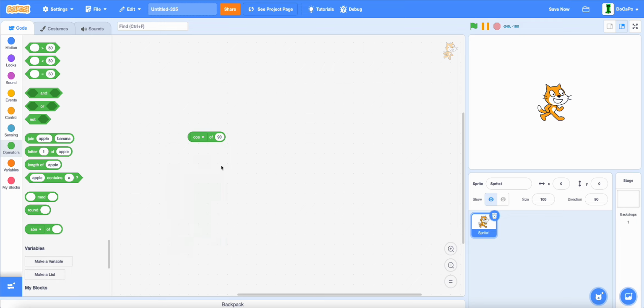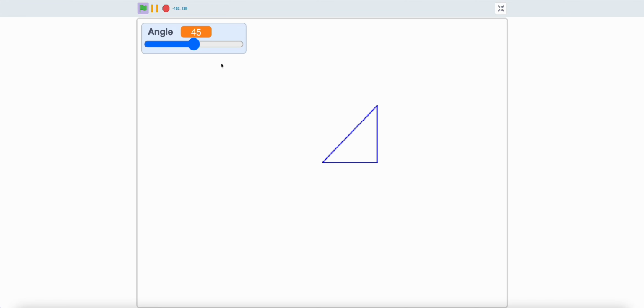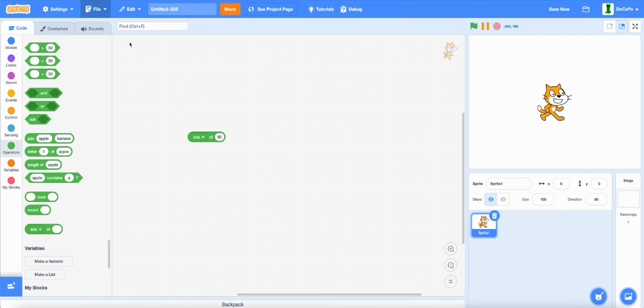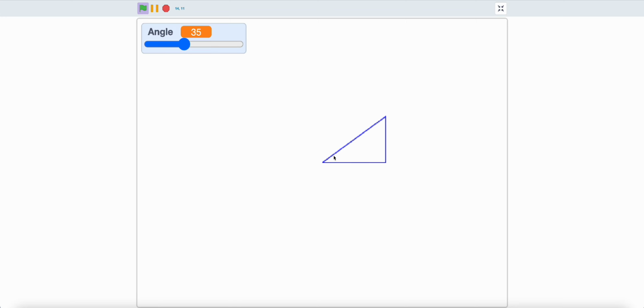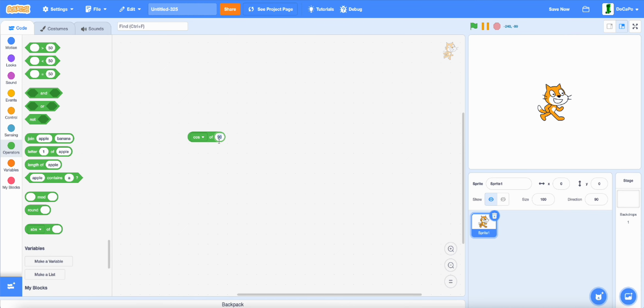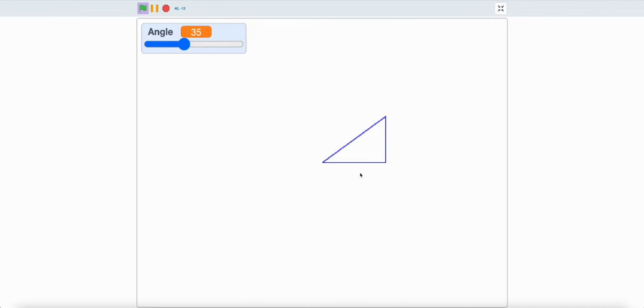And then cosine, which is basically this side divided by this side, or the adjacent divided by the hypotenuse. And this would still be the angle, which is the value in this place. Then we have tangent, which is basically the adjacent divided by the opposite.